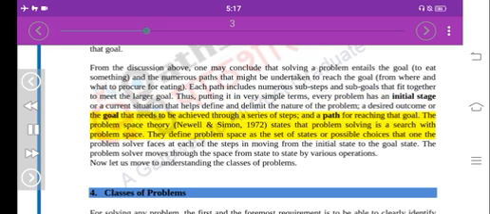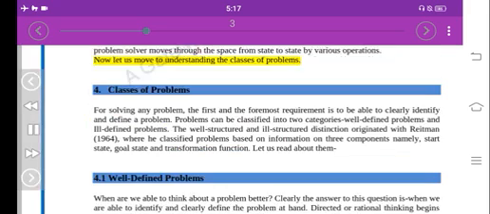The problem space theory, Newell and Simon, 1972, states that problem solving is a search within a problem space. They define problem space as the set of states or possible choices that the problem solver faces at each of the steps in moving from the initial state to the goal state. The problem solver moves through the space from state to state by various operations. Now let us move to understanding the classes of problems.